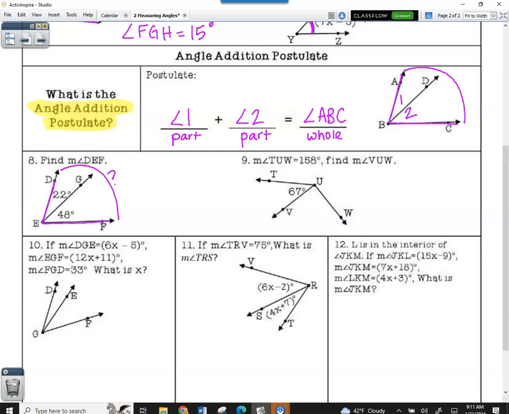What values? Number 8. I see a 22 degree. What else do you see? 48. And we just learned part plus part equals whole. So the 22 plus the 48 would give me the whole thing. And what do you get? 70. 22 plus 48, which is 70.